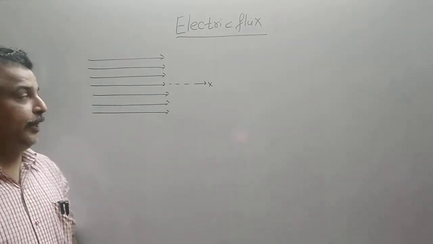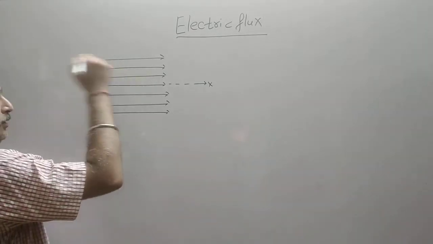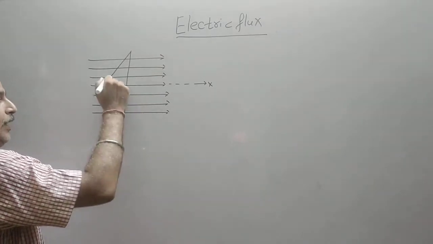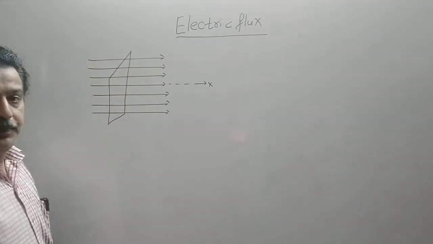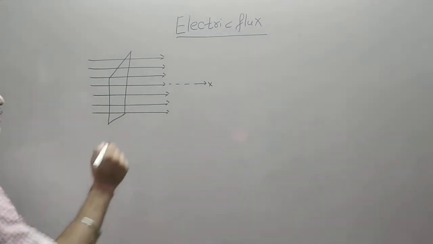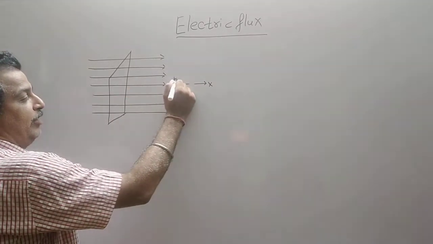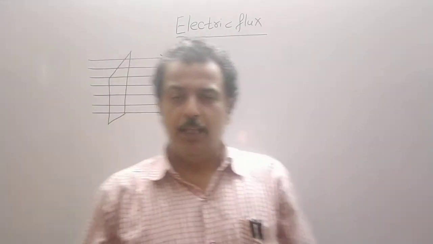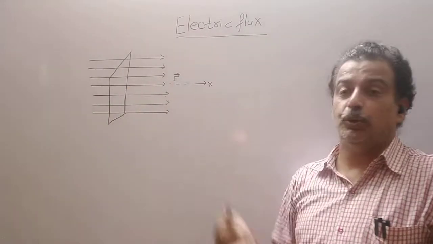Now we have to orient a plane in this diagram. So suppose the orientation of the plane is like this. Again, the length is along the y-axis, the breadth is along the z-axis. So area vector should be along the x-axis. Now electric field is also along the x-axis. Now what is an electric flux? In very simple terms, it is the number of field lines passing through a unit area.